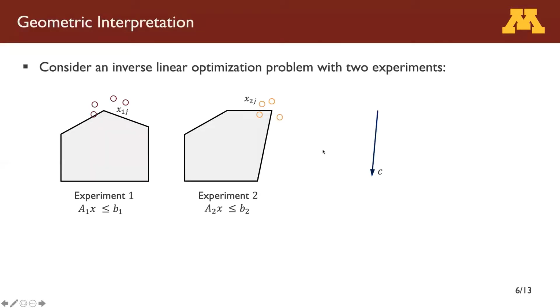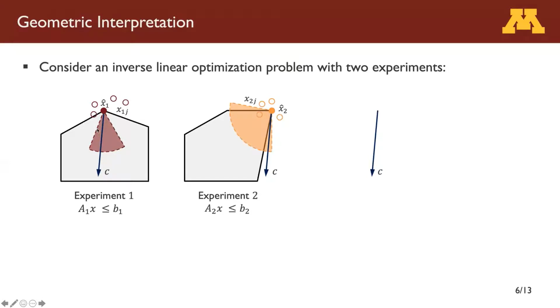Let's consider a case where we have two experiments with 4 noisy observations in each experiment. The polytopes here show the feasible region and the circles are the noisy observations. And this is the true cost vector that is being estimated. When we solve the minimum distance projection problem for this example, these data points actually get projected to the nearest vertices like this.